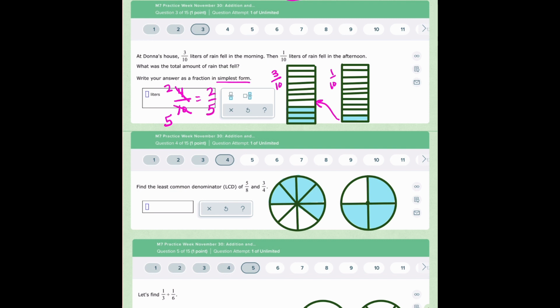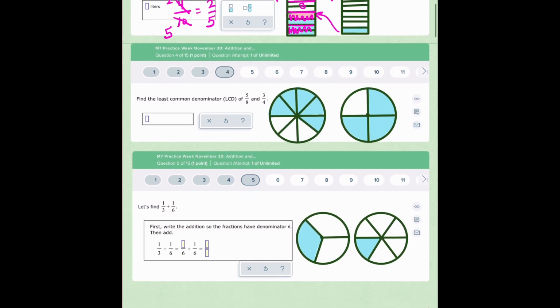I could redraw this and combine things. Instead of having tenths, I could put it together. So let's just move this over here so we see what we have. And then let's go ahead and change the size of our pieces, and we'll put 2 for each new piece. Does that make sense? So I now have 1 and 2 out of 5. 2 out of 5 is 2/5.